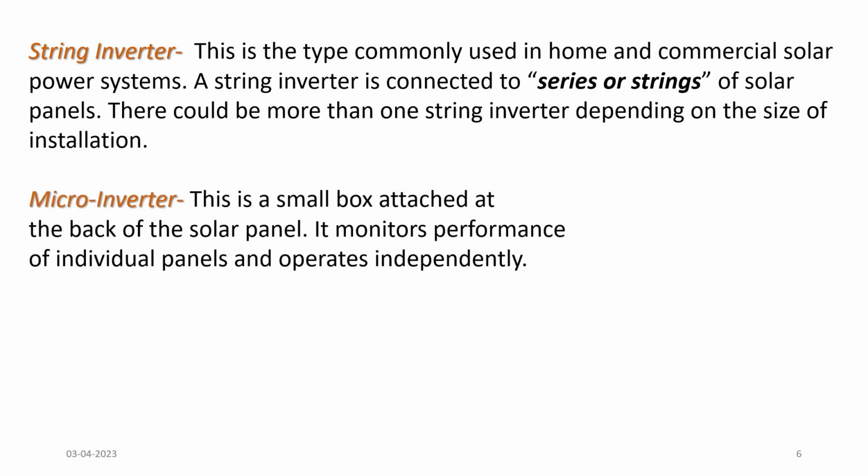Then we have a micro inverter. This is a small box that is attached at the back of the panel. They run independently, and they monitor the performance of individual panels. If one cell is shaded, it's not affecting the other panels. So they produce their voltage maximally, not optimally.